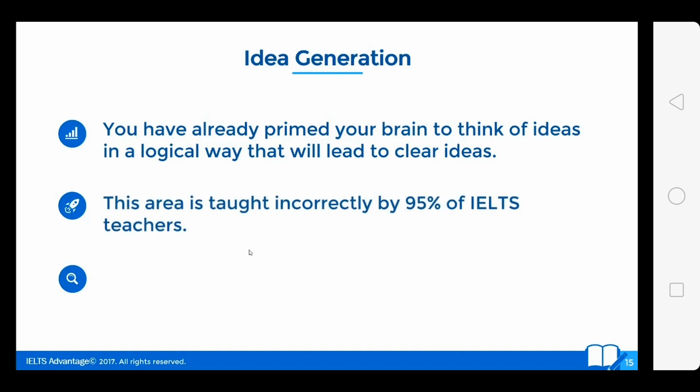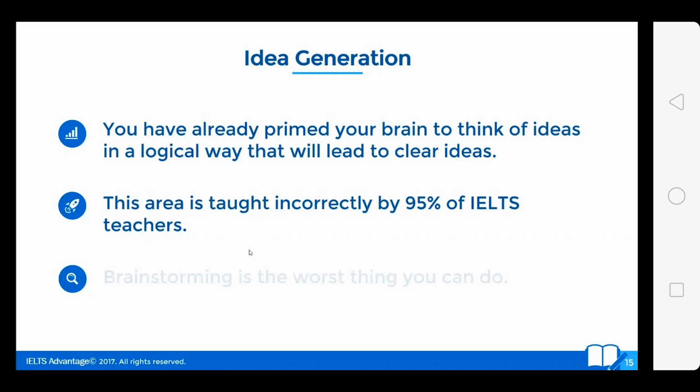This area is taught incorrectly by 95% of IELTS teachers. Again, I'm not saying I'm the best IELTS teacher in the world, but when I see something in a textbook, I don't take that thing and just automatically teach it to my students. If I see something in a textbook or in a book or a blog or anywhere, I think about it and think, is this actually effective? Is this actually a good way to teach students?